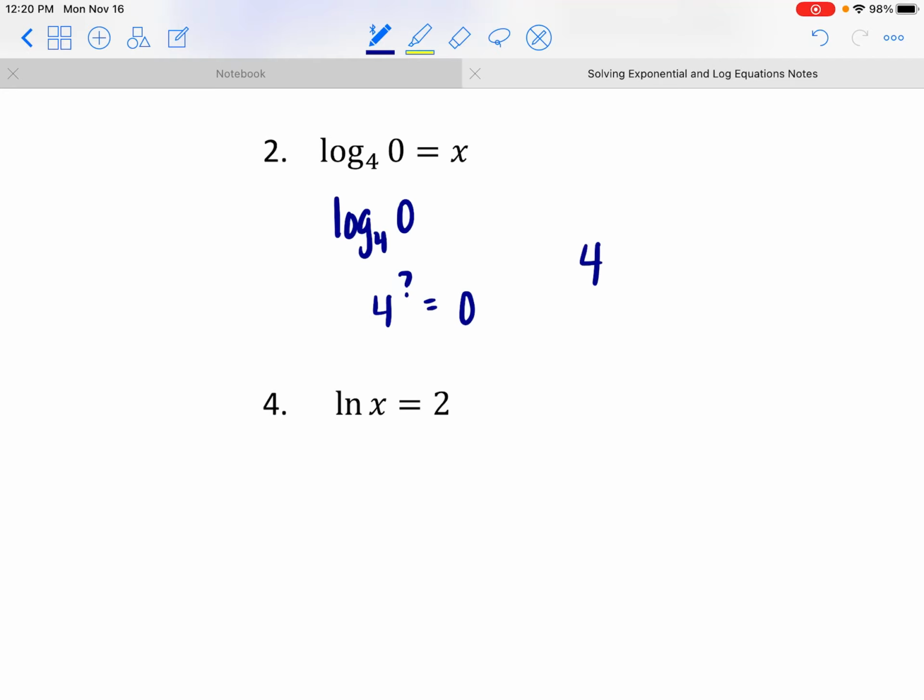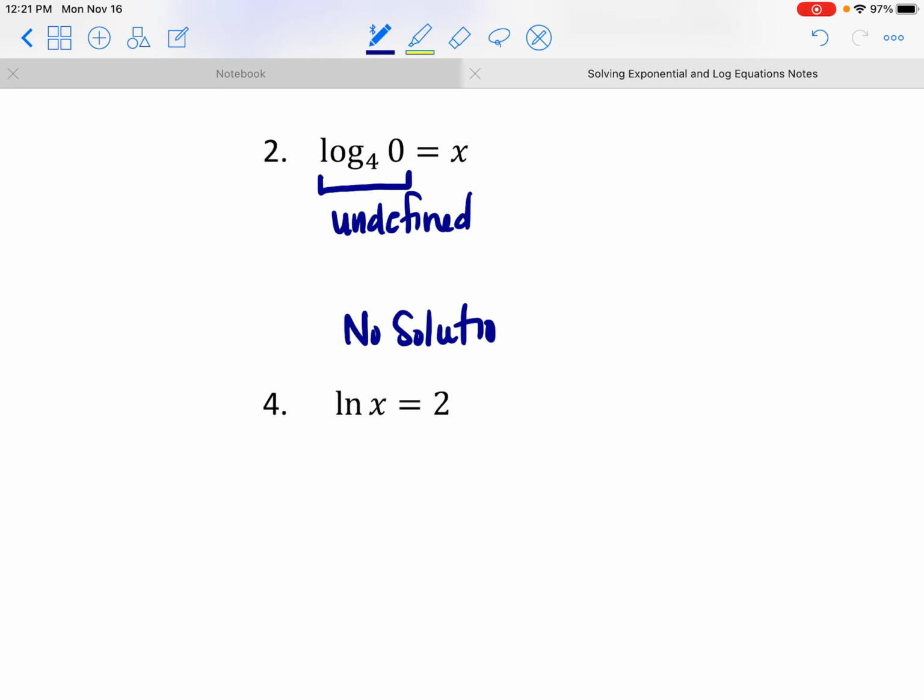If you raise to the 0 power, you get 1. If you raise to a negative power, remember it just moves it to the opposite side of the fraction. So it's not going to be possible to raise something to a power and get it to be 0. You can make fractions that are infinitely small, but you can't get it to be 0. So this expression is undefined.